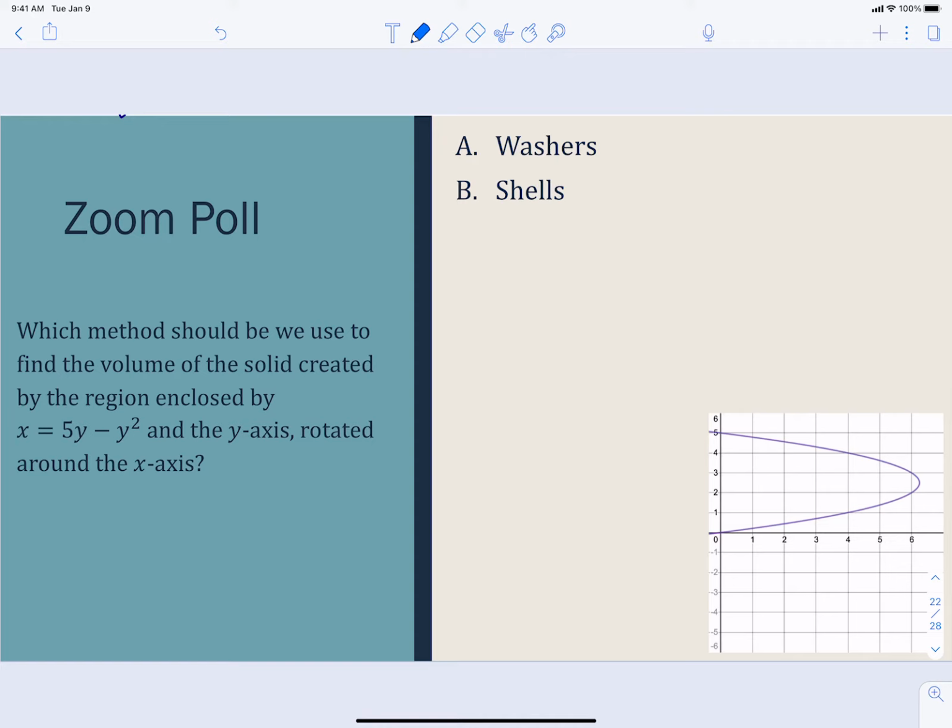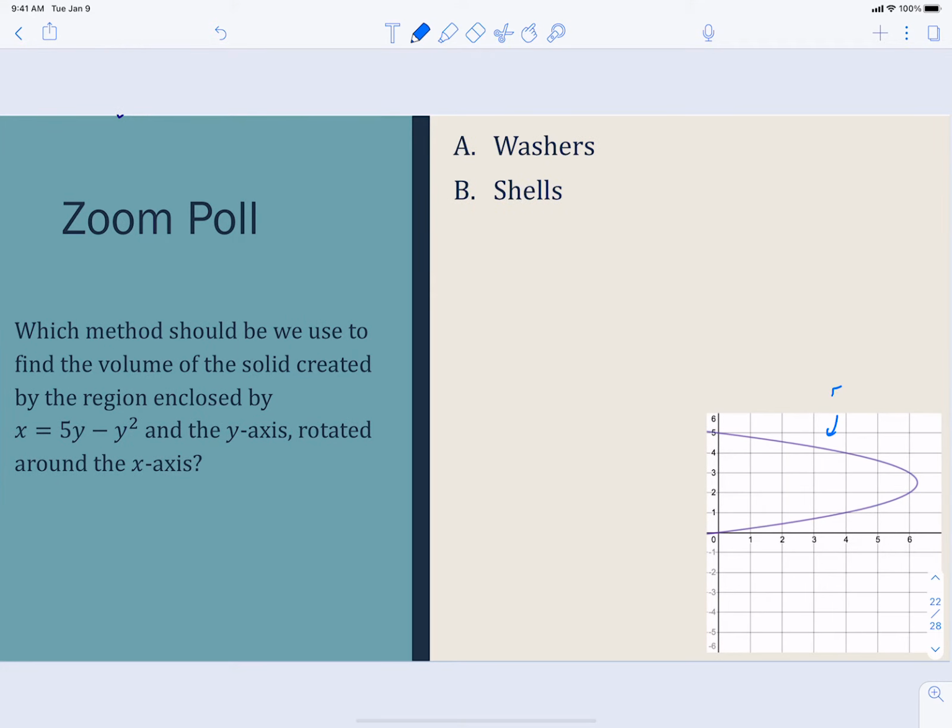All right, let's take a look at another one here. Which method should we use to find the volume of a solid created by the region enclosed by x equals 5y minus y squared? So we've got that graphed over here. Can I just graph that in Desmos to help me? And the y-axis closes it off right there, and we're going to rotate around the x-axis. So I will give you a second to think about this question. Hit pause.